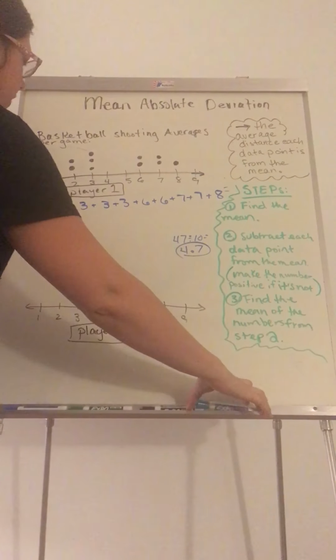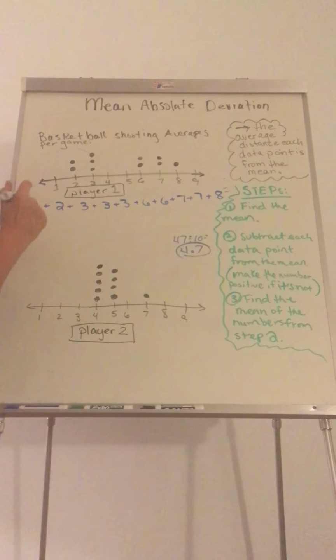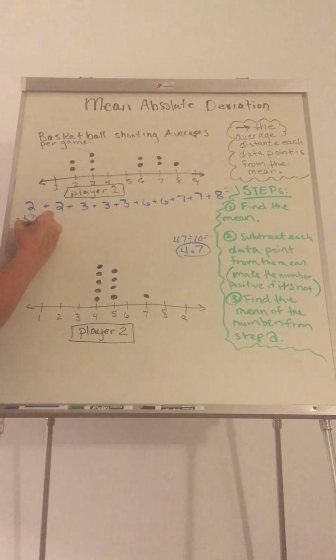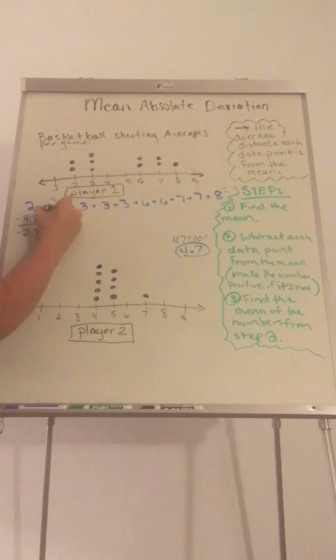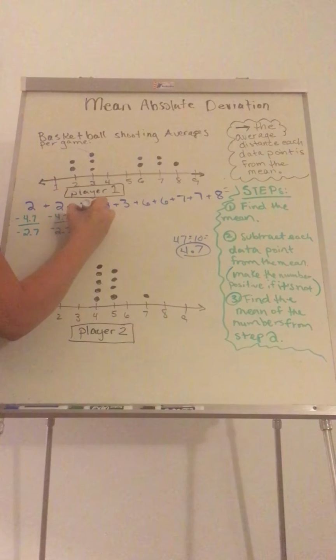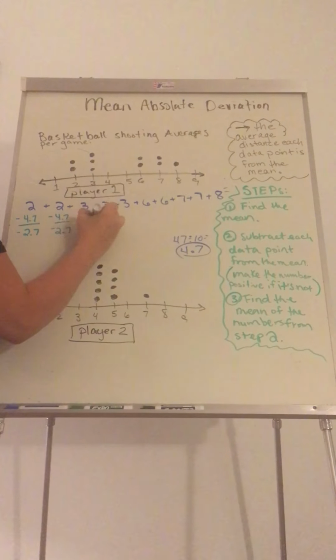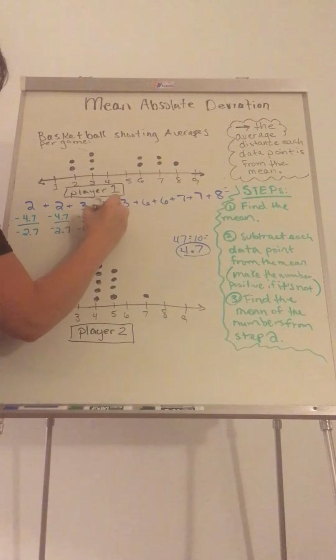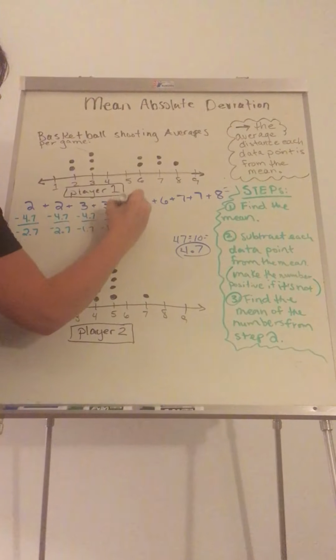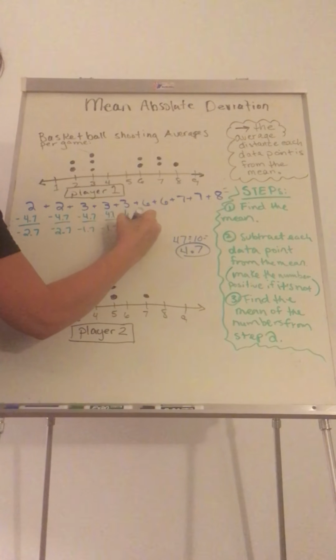I'm going to take each data point. So I'll do 2 minus 4.7, and that is going to be negative 2.7. Then I do minus 4.7 again, and it's negative 2.7. 3 minus 4.7 is going to be negative 1.7. Then minus 4.7 again is negative 1.7, and it's going to be the same here. I'm just going to draw a line, negative 1.7.